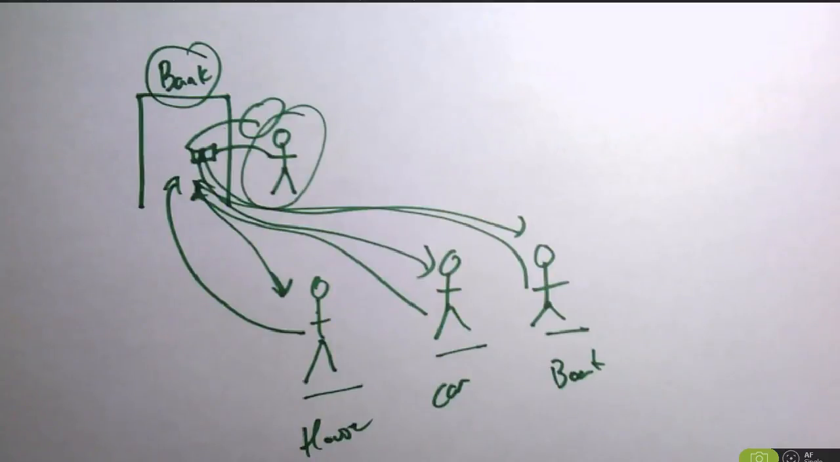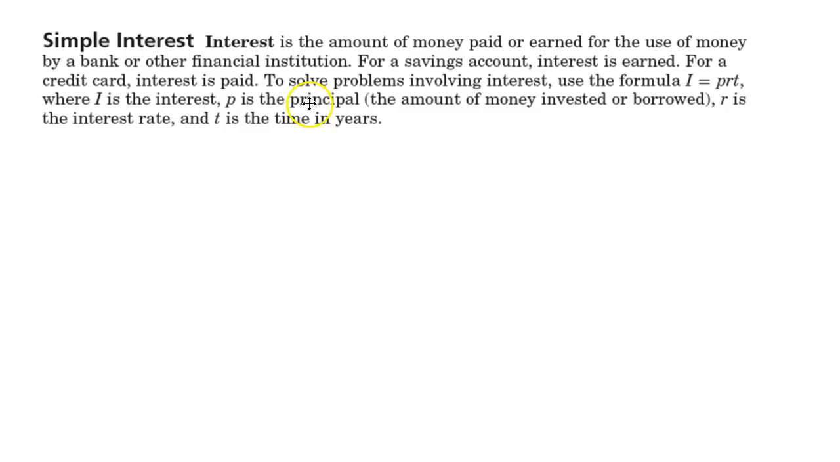So the question becomes, how do they figure out this interest? Well, on simple interest, you have three things. You have I, the interest amount you're going to collect. P is the principal, which is the initial amount of money. R is the interest rate, and T is the time in years. And so here's in a simple way how it works.